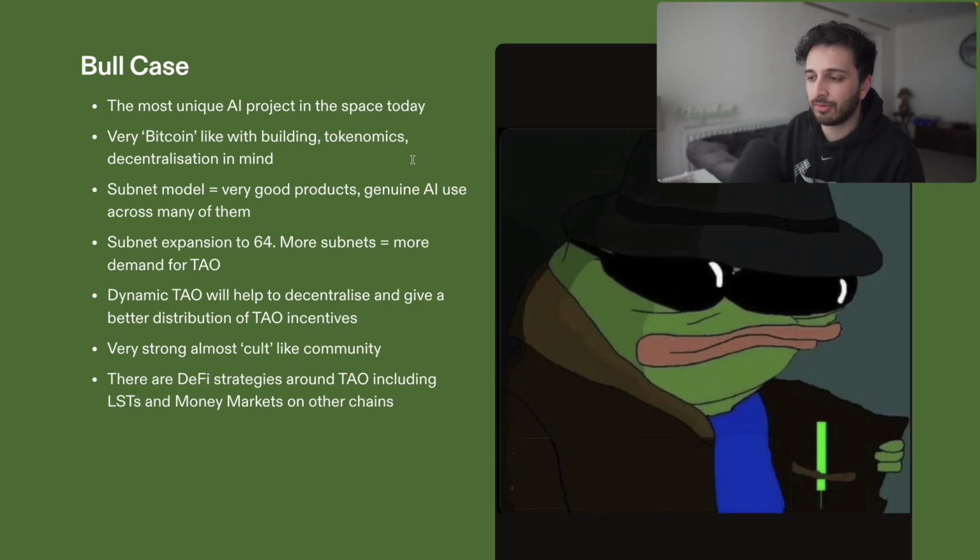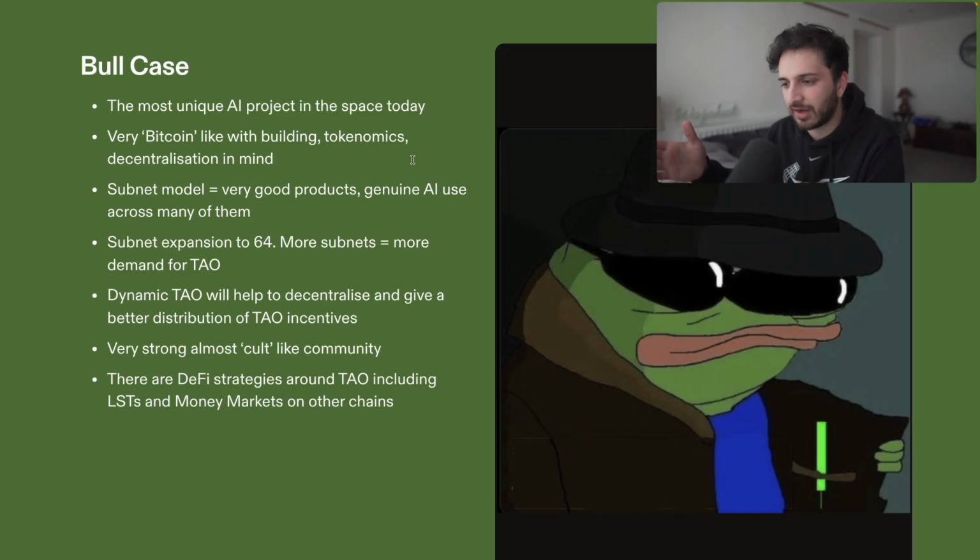Now, dynamic TAO will help on top of that because it will help to decentralize and give a much better distribution of TAO incentives. We talked about this in part 2, so definitely go and check that out. And I think having a Bitcoin-like token model is pretty good because it's fairly fair. You don't have a network or a product that has VCs left, right, and center, with massive, or poor distribution, I should say. Here, we've got a long-term outlook, decentralization at the core of it.